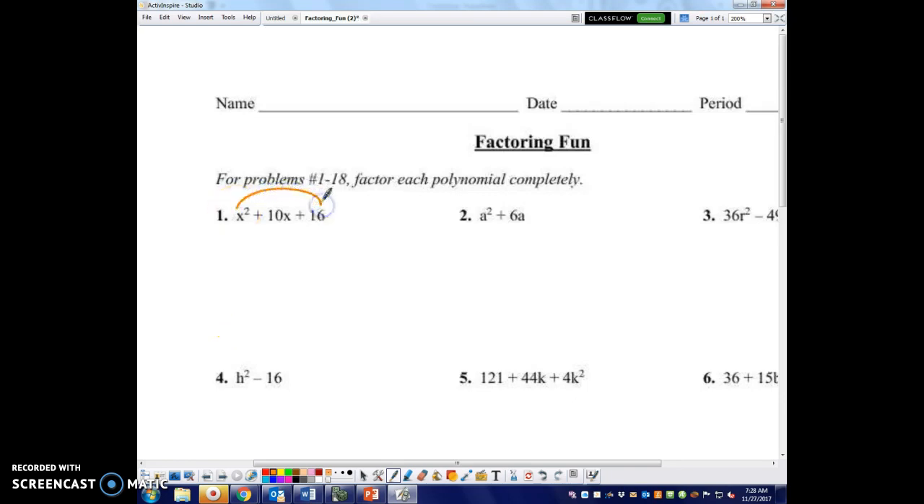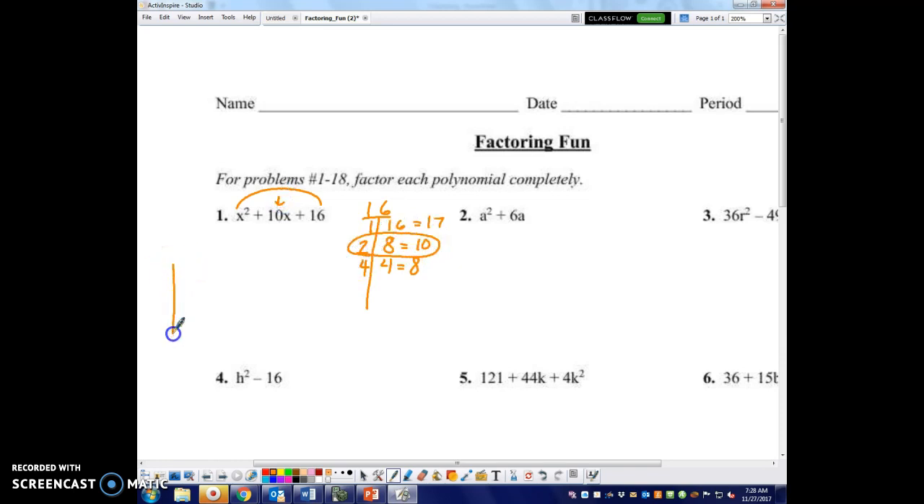rainbow. Remember? Okay, so 1 times 16 is what? 16. Tell me, what are the factors of 16? 1 times 16, 2 times 8, 4 times 4. Okay, 1 and 16 add up to what? 17. 8 and 2 add up to what? 10. And 4 and 4? 8. Which number do we want? 10, because of this right here. Okay, so we want these.